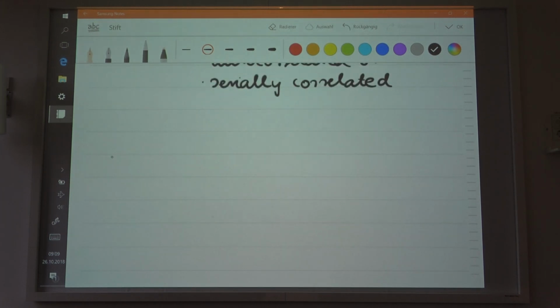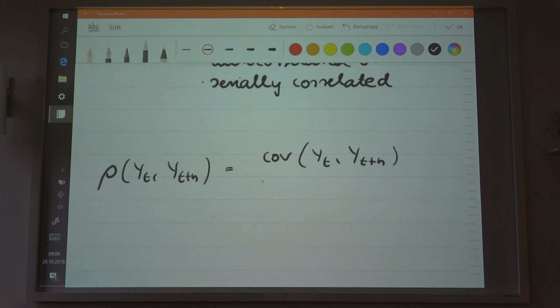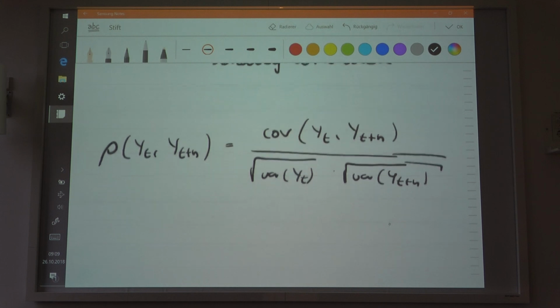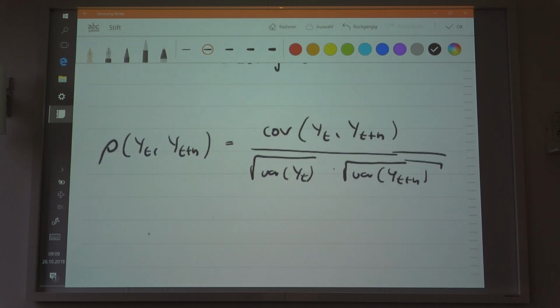You remember the correlation, right? So the correlation of two random variables, which here are drawn from the stochastic process, is going to be the autocovariance of the two divided by the standard deviations: the standard deviation of the random variable y_t and the standard deviation of the random variable y_{t+h}. This is, of course, the autocorrelation. So ρ is the autocorrelation.